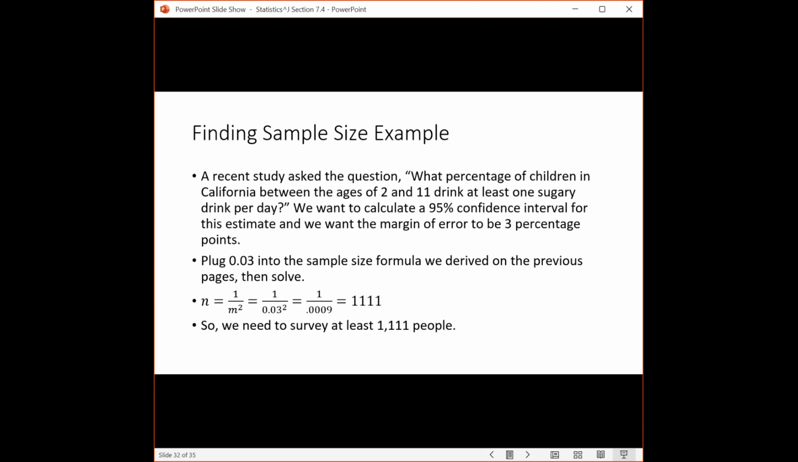So a recent study asked the question, what percentage of children in California between the ages of 2 and 11 drink at least one sugary drink per day? We want to calculate a 95% confidence interval for this estimate, and we want the margin of error to be 3 percentage points. So plug 0.03 into the sample size formula on the previous page and solve. And if you do that, you get 1,111. So that tells us the survey needs to have at least 1,111, and it's that simple. Once you've got the formula, it's really easy to just pop stuff into it and get the result.